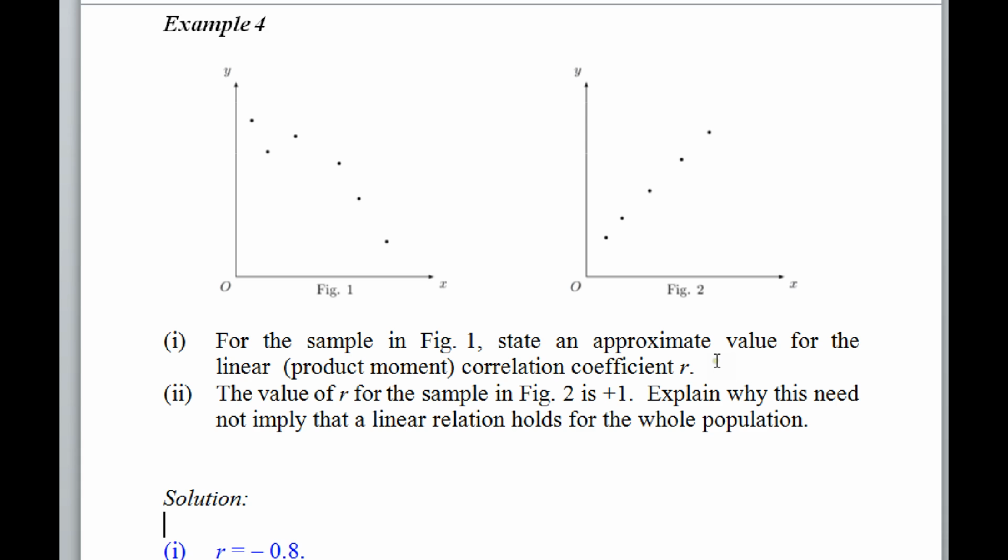Now, part 2 is interesting. You look, this one seems to lie on a perfect straight line. And if you really calculate the R, you indeed get 1. Explain why this does not imply a linear relationship holds for the entire population. Sorry? Okay. But even for here, it may not be true. It may not come from a linear relationship.